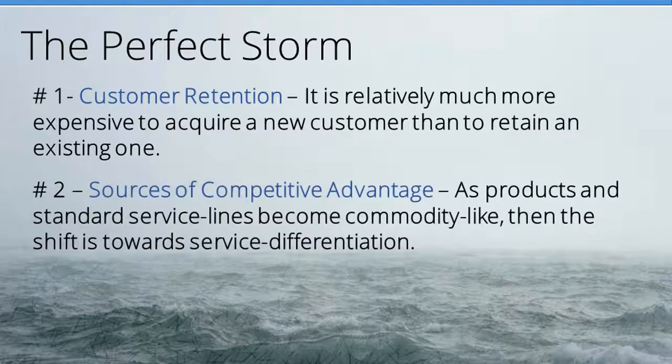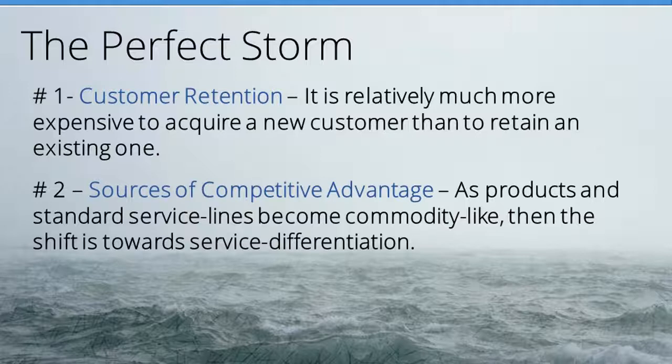Next, sources of competitive advantage. As products and standard service lines become commodity-like, then the shift is towards service differentiation. So what do I mean? My belief is this: today, customers view all suppliers as commodities.